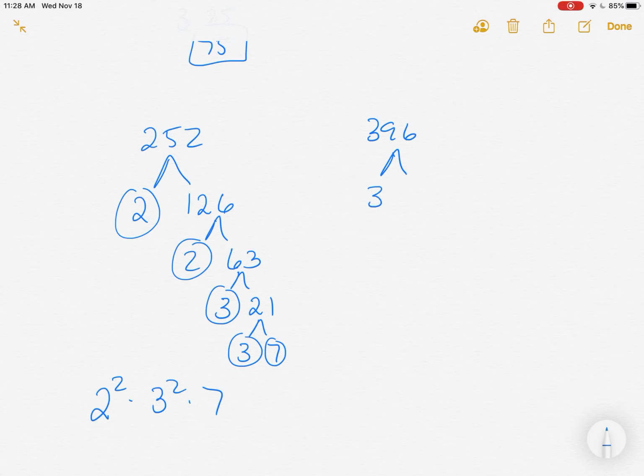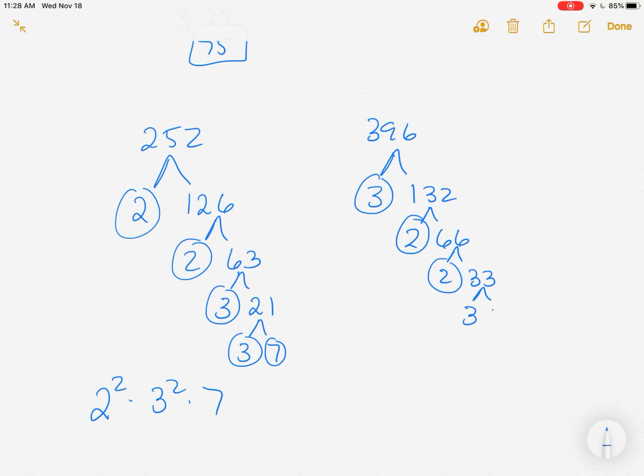How about 396? 3 definitely goes in there 132 times. 2 definitely goes in there 66 times. 2 definitely goes in there 33 times. 3 definitely goes in there 11 times. And we're done because 11 is prime. So what do we have? A couple of 2's, a couple of 3's, and an 11.